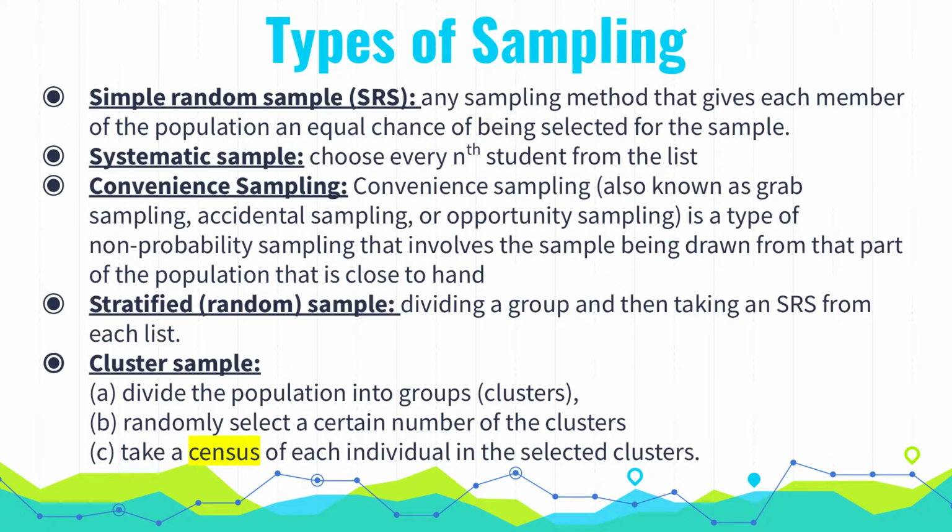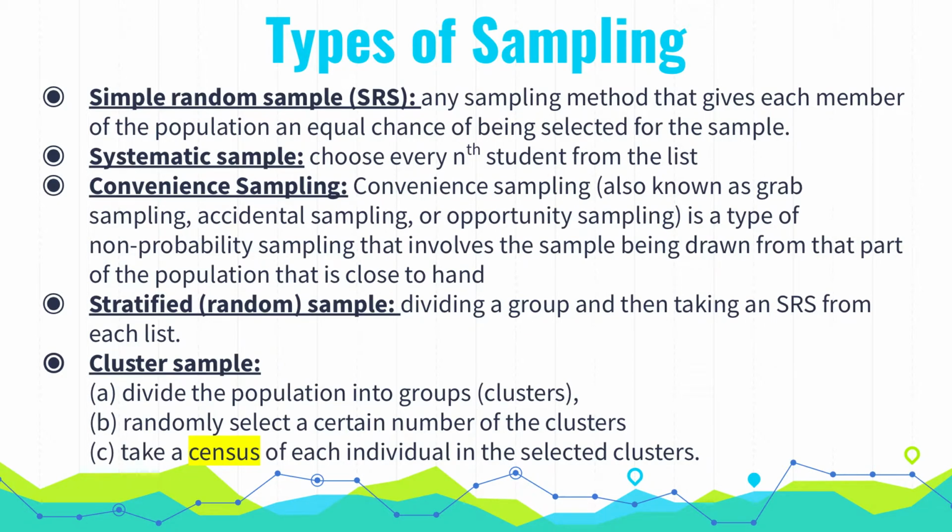We have simple random sampling, which is any sampling method that gives each member of the population an equal chance of being selected for the sample. A systematic sample chooses every nth student from the list. For example, if I had a list of 100 students and I was choosing every third student, this would be an example of a systematic sample.